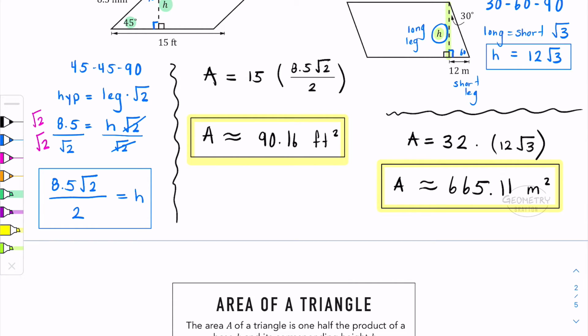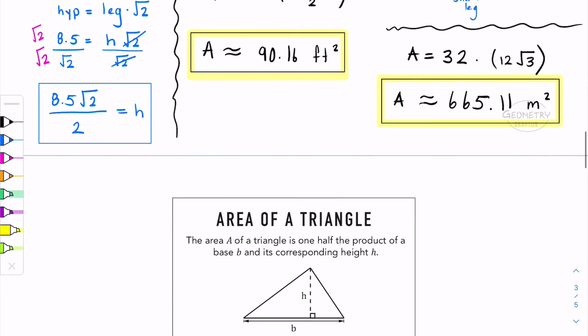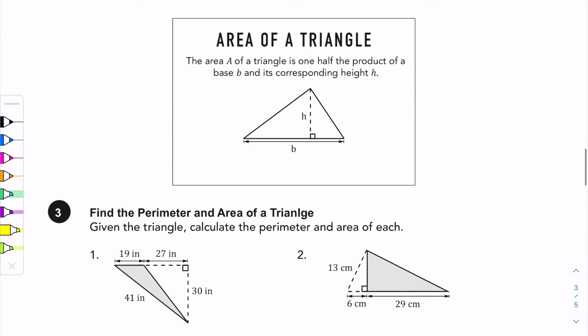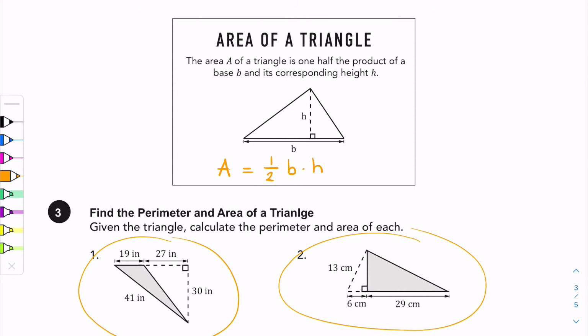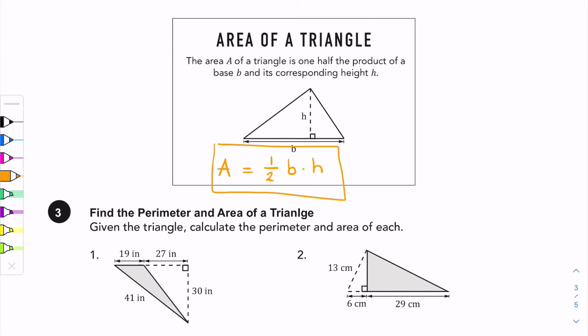Next, we're looking at the area of a triangle. And this is also something you've done in the past. So you might remember the formula, which is area equals 1/2 times the base times the height. Now, it does not matter what the triangle looks like. It could look like number 1 here. It can look like number 2 here. No matter what, this is the formula for the area of a triangle.